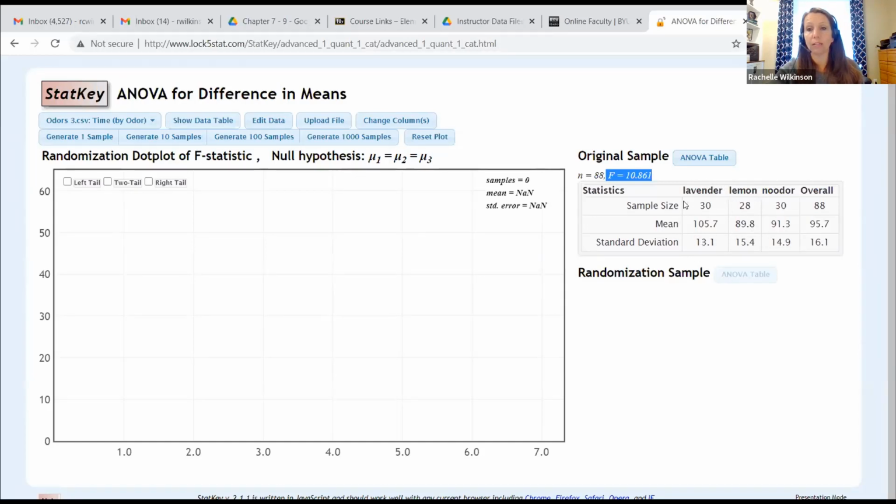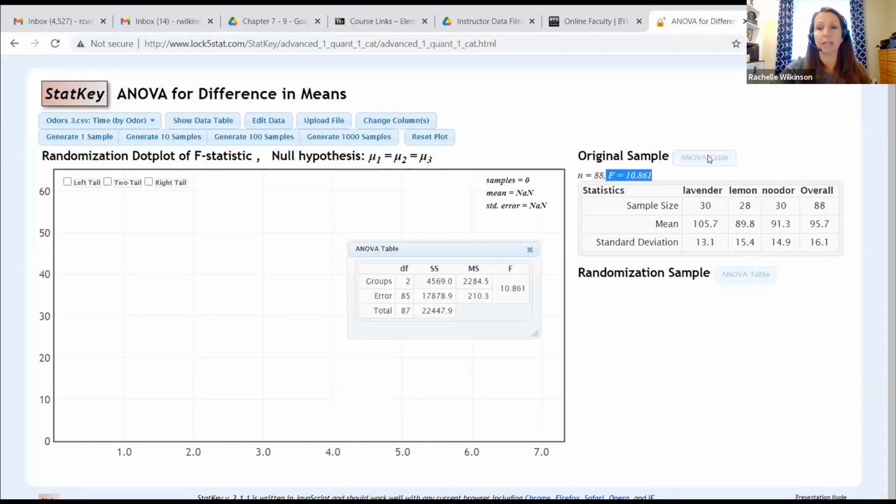So we've got the sample size, the mean, and the standard deviation for all 3 of the groups that we're comparing here. When we're looking for the test statistic, this is it: F equals 10.861. And if you want to see what the full analysis of variance table looks like, right next to where it says original sample, there's a little button that says ANOVA table. If you click on that, it shows our mostly full analysis of variance table.